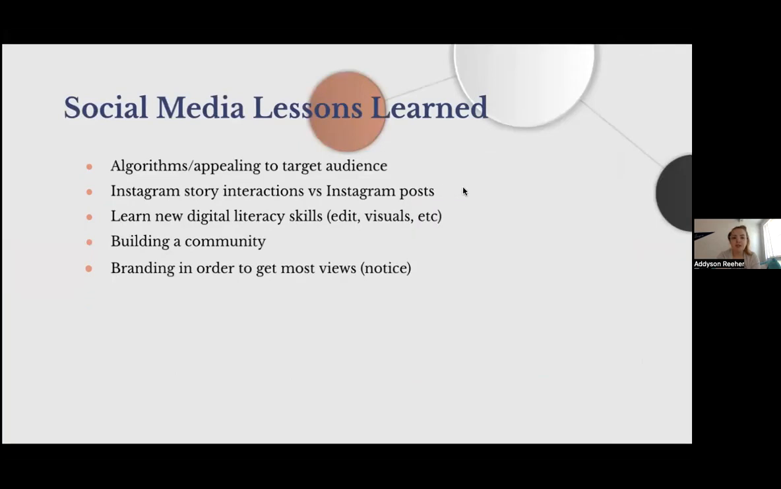For the social media lessons learned, we learned about algorithms and how to appeal to a target audience. We learned the difference between Instagram story interactions versus Instagram posts. They're very different. We all learned new digital literacy skills. Some people learned all about Instagram and TikTok, considering there were a couple members that had never used that platform or didn't use it very often. We built a community in this task group and we branded in order to get more views. This was mainly on TikTok. We noticed that if we used a trending sound, it got way more views than others that we didn't use trending sounds on.